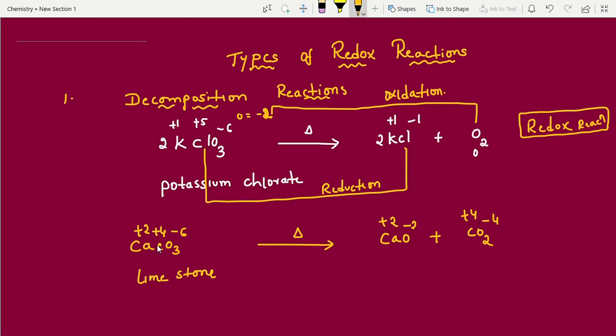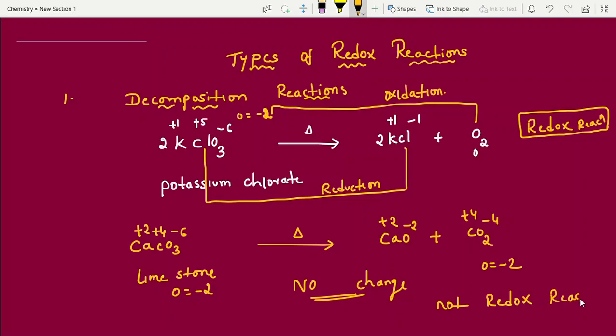Calcium is +2 and +2, no change. Carbon is +4 and +4, no change. Each oxygen here is -2, and here also each oxygen is -2, no change. So this is not a redox reaction. Limestone decomposition is not a redox reaction.